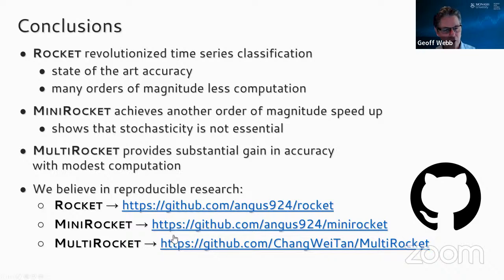I should say that all three systems are out there. You can readily download them and use them.